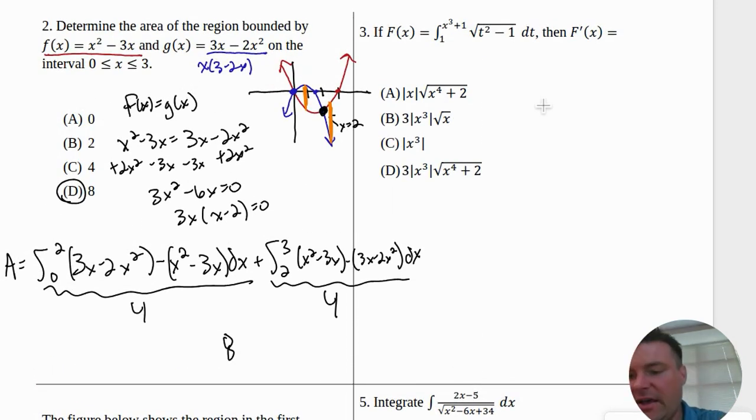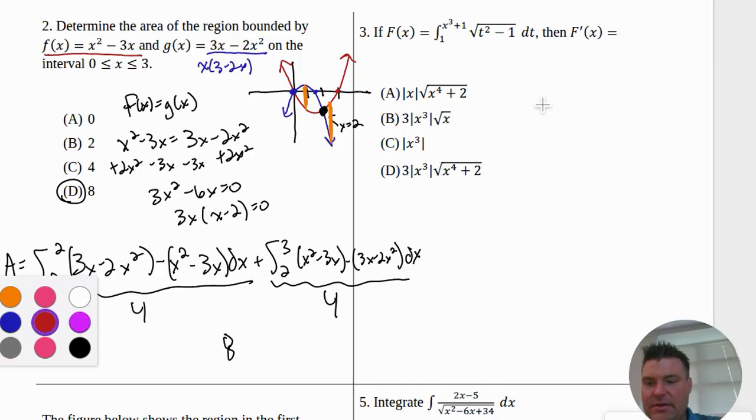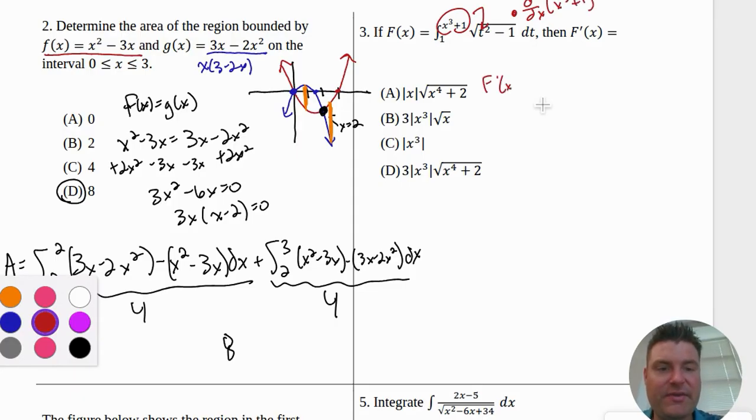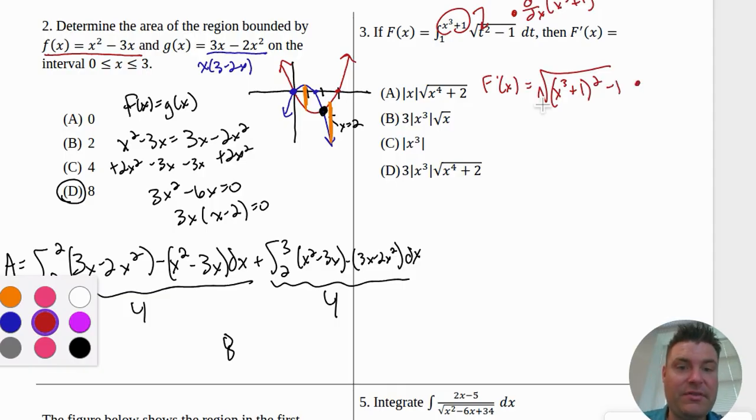All right, let's go ahead and move on to the next one here. Number 3, if f of x is equal to this integral function right here, the bounds are variable. Then f prime of x is equal to, so let's go ahead and take the derivative of this. Don't forget, we're going to actually substitute that right into there, and then times the derivative of our bound. Okay, so when I substitute that in right here, I'm going to get f prime of x is equal to the square root of x cubed plus 1 squared minus 1 times the derivative of x cubed plus 1, which is going to be 3x squared.